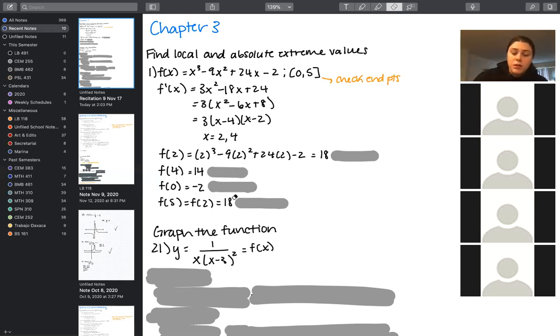Before we address the fact that these two are equal, let's just talk about what the min is. That one's going to be easy. So the global min is going to be this endpoint here. So our absolute min.